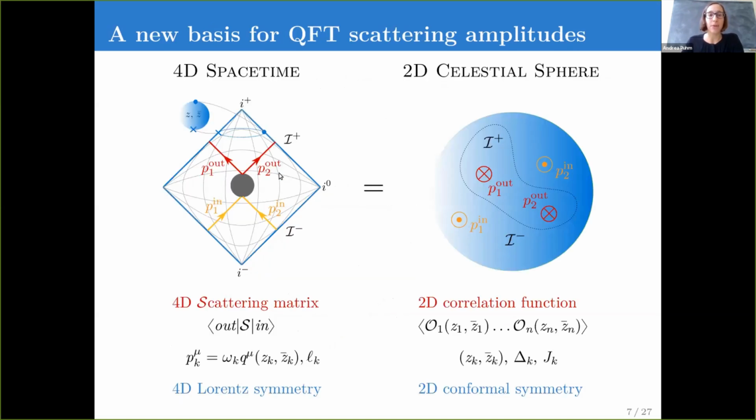Now, scattering amplitudes in Minkowski space have to obey Lorentz symmetry, and this acts on the two-dimensional celestial sphere as the global conformal symmetry group. So the four-dimensional S-matrix, which is labeled by the energies, the momenta, and the helicities of the external particles, can in this way be recast as a two-dimensional correlation function, where operators are inserted at points z, z bar on the celestial sphere, and are labeled by the quantum numbers under the conformal group, namely the conformal dimension delta and the spin J.